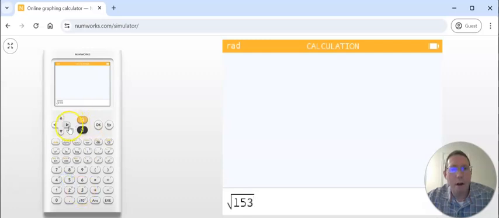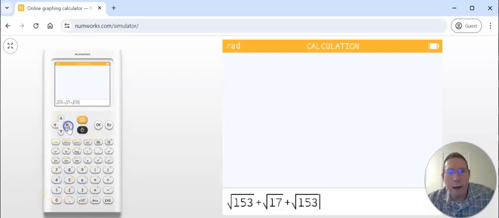Now, I have to arrow out of the radical. I have to move out of the radical, so I have to hit the side arrow button. Otherwise, I'll stay under the radical, and I don't want to do that. Plus the square root of 17, then I have to arrow right to get out from under the radical. There we go. Plus, again, the square root of 153, then I'm going to arrow out.